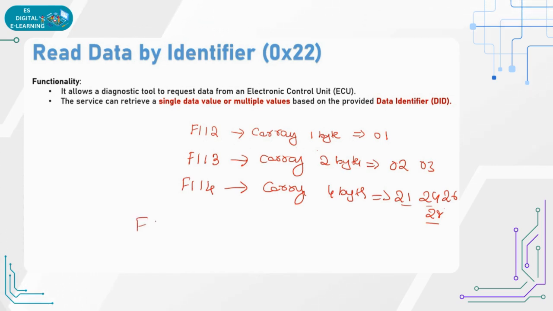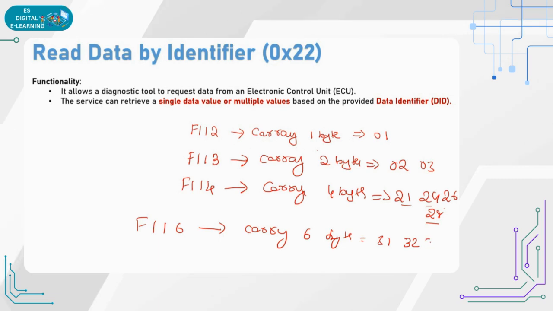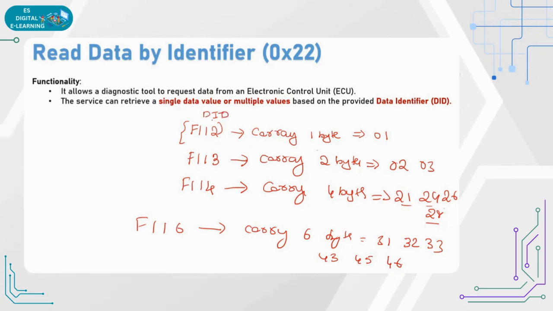And next it has F116, which carries data of 6 bytes, similarly like 31, 40, 32, 33, 43, 45, and 46. These are examples, guys, and they are part of the DIDs. DID defines the data identifier, which carries the data of 1 byte. Now I need to know what data it is carrying.